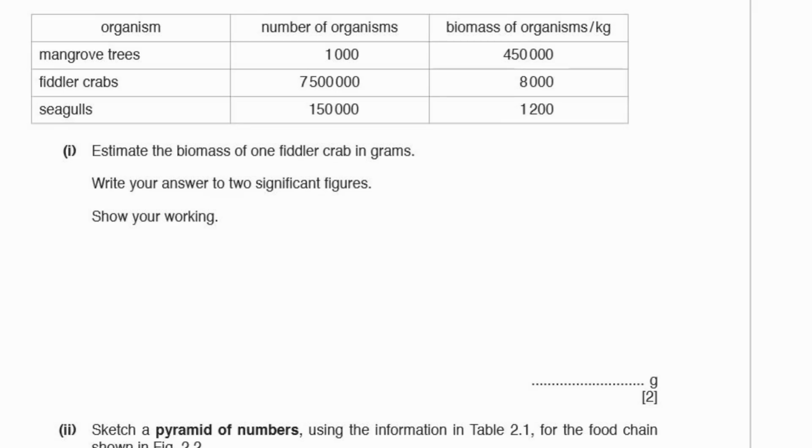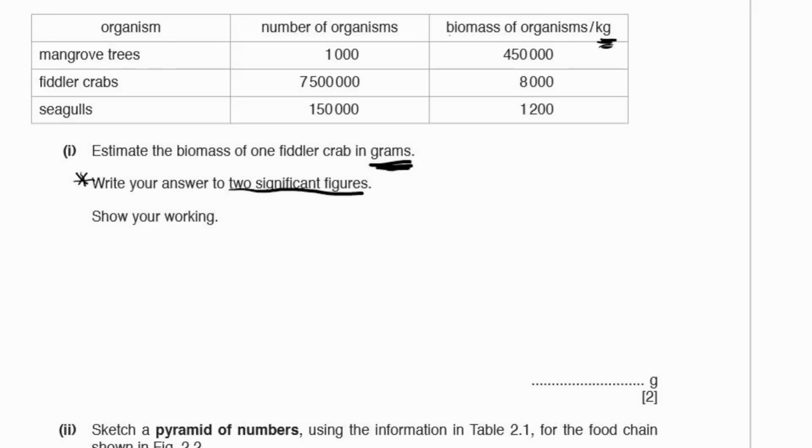1. Estimate the biomass of one fiddler crab in grams. Okay, keyword there, in grams. And if you notice this is biomass of organisms in kilograms. So you have to be able to convert that. Make sure you read these fine details. Don't just skip past it. So, and this is another line that is easy to miss. Write your answer to 2 significant figures and show your working.